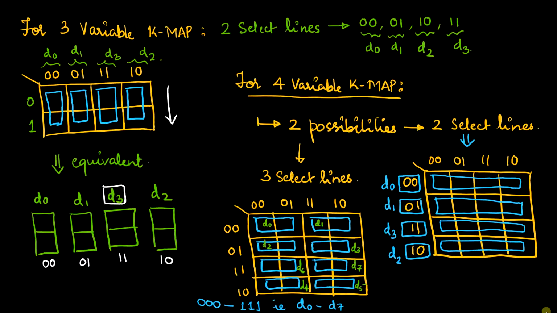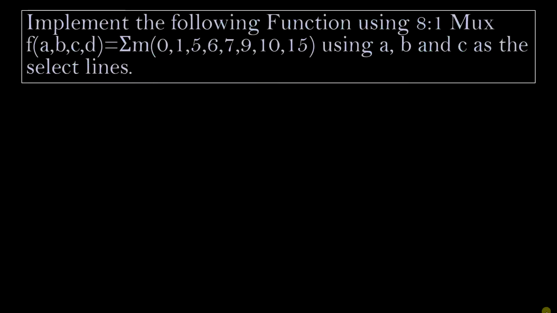So with this understanding, let us solve more numericals. We have a question which says we need to use an 8:1 mux, and the function is specified to be A, B, C, D, where 3 variables are used as the select lines. That is, A, B, C is used as the select lines. And the function is mentioned to be equal to 0, 1, 5, 6, 7, 9, 10 and 15. So let me consider D0 to D7 to be the data lines. It's an 8:1 mux.